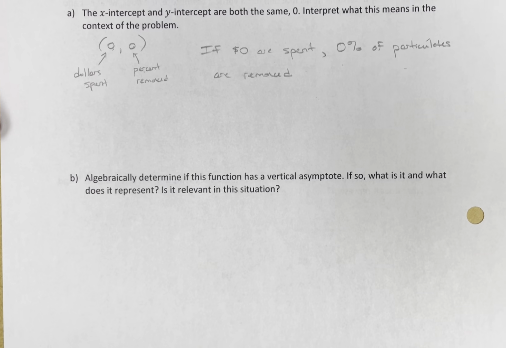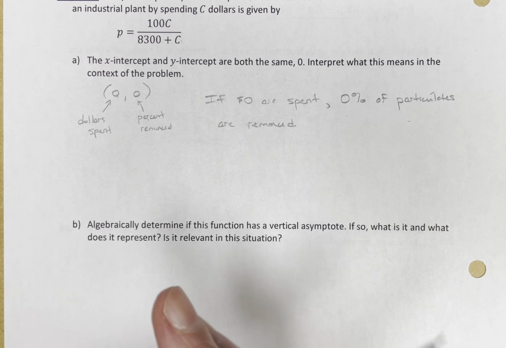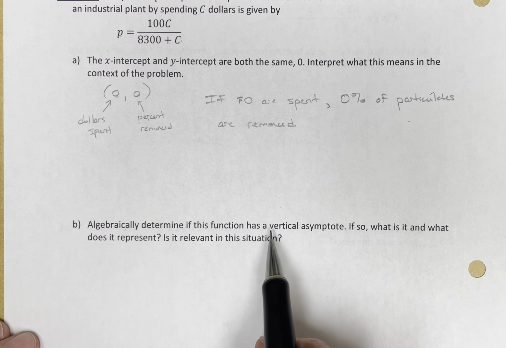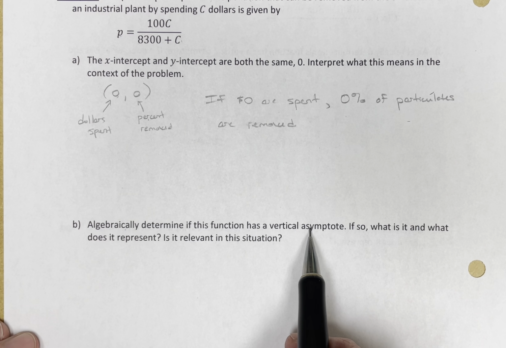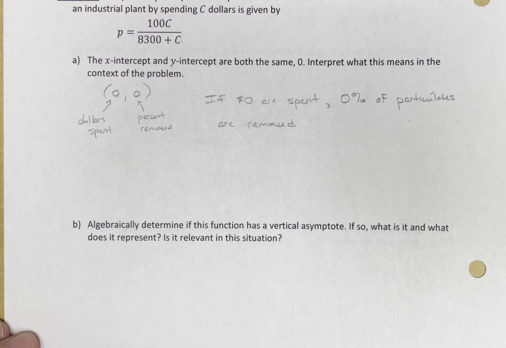Okay, let me make sure I see the equation up here. Letter B: algebraically determine if this function has a vertical asymptote. If so, what is it and what does it represent?